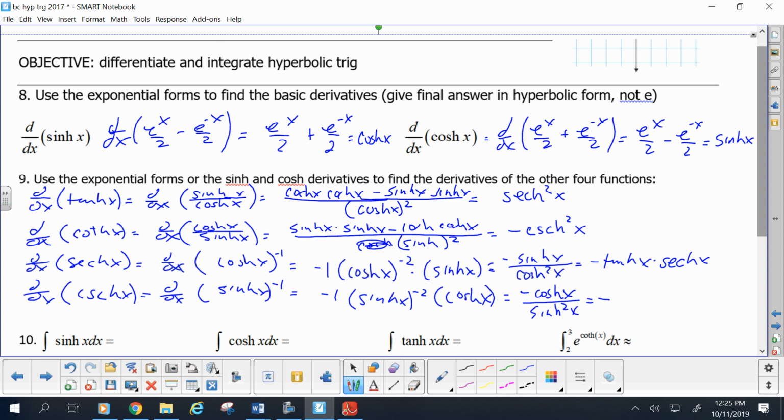So what about the last one? Hyperbolic cosecant derivative is negative coth, which is not a thing. It's coth. Coth and 1 over sinh. This is the hyperbolic cosecant.